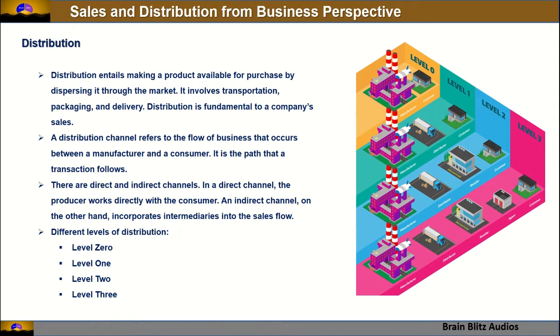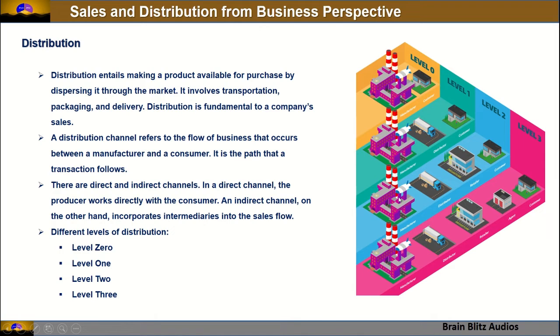Then there are different levels of distribution. Level 0, level 1, level 2, level 3. So here in the picture you can see level 0 is a direct one, where there is only the manufacturer and the consumer. So there are no intermediaries. It will be directly distributed to the consumer. When it comes to level 1, you can see there will be a distributor in between. So from the manufacturer we give it to the distributor, and from the distributor it goes to the consumer.